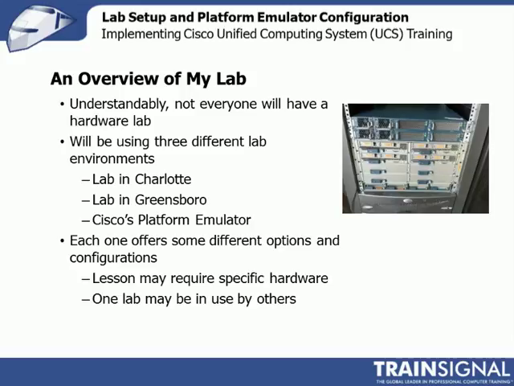During the course, I'll be using three labs, and I'll tell you if I'm using a lab for a specific reason. I've got a lab in Charlotte, a lab in Greensboro, and then the UCS PE. Each one of these offers some different options. A lesson may require specific hardware, or I work for a reseller. I work for Vero. We're a big reseller and a partner, and a lot of times my engineers need to test something in one of the labs, so they'll be using a lab and I won't have access to it. Thankfully, I've got two installs of UCS. I'm fairly lucky there. If something's tied up, I have access to another.